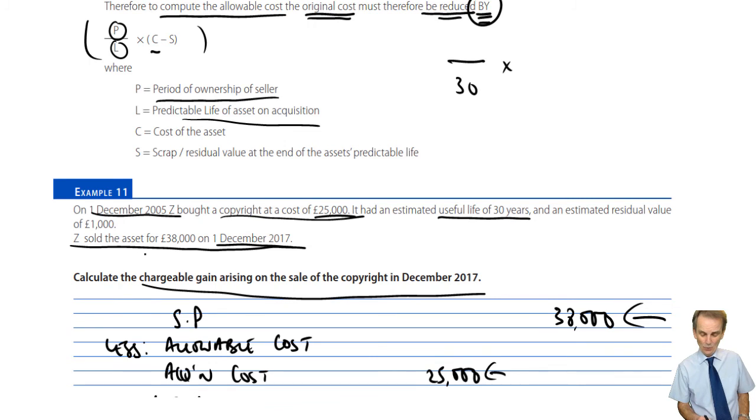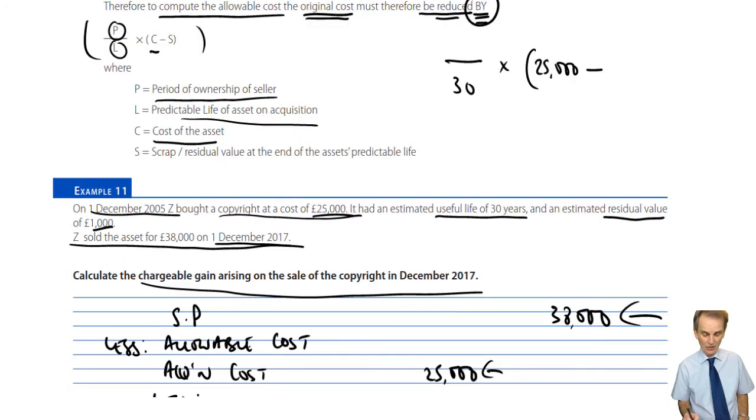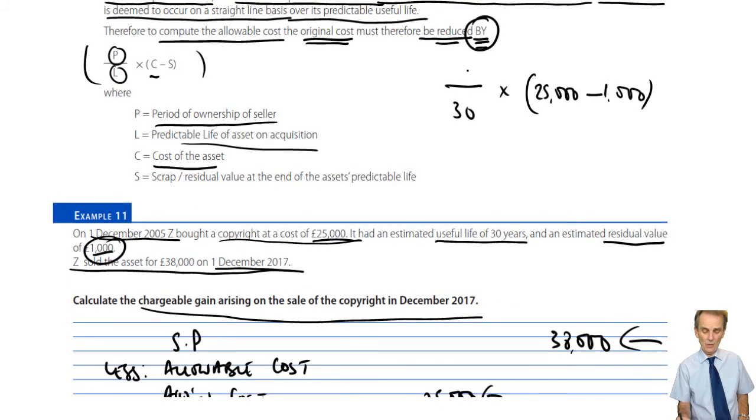We've also then got an estimated residual value of £1,000. Right, so this part of the calculation, what was the cost of the asset? It was 25,000 minus, does it have any residual value? Yes, it does have residual value. That was £1,000 minus 1,000. So all we need to know is what's the numerator in this calculation.